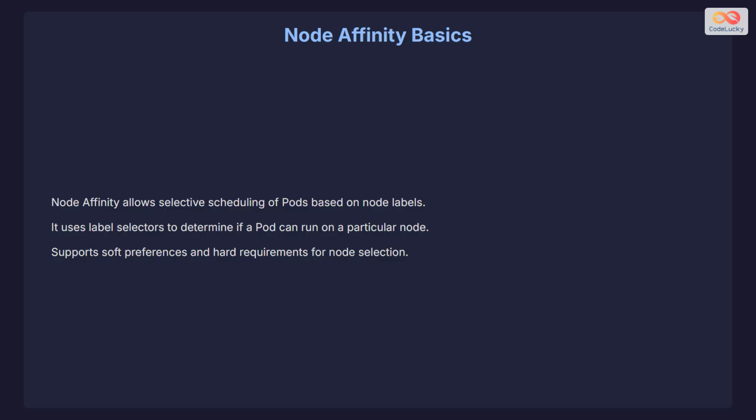Node affinity is a complementary concept that lets you select nodes for pods based on labels. It uses selectors to match pods to nodes, either as required conditions or soft preferences. This helps fine-tune where pods run in a Kubernetes cluster based on node attributes.